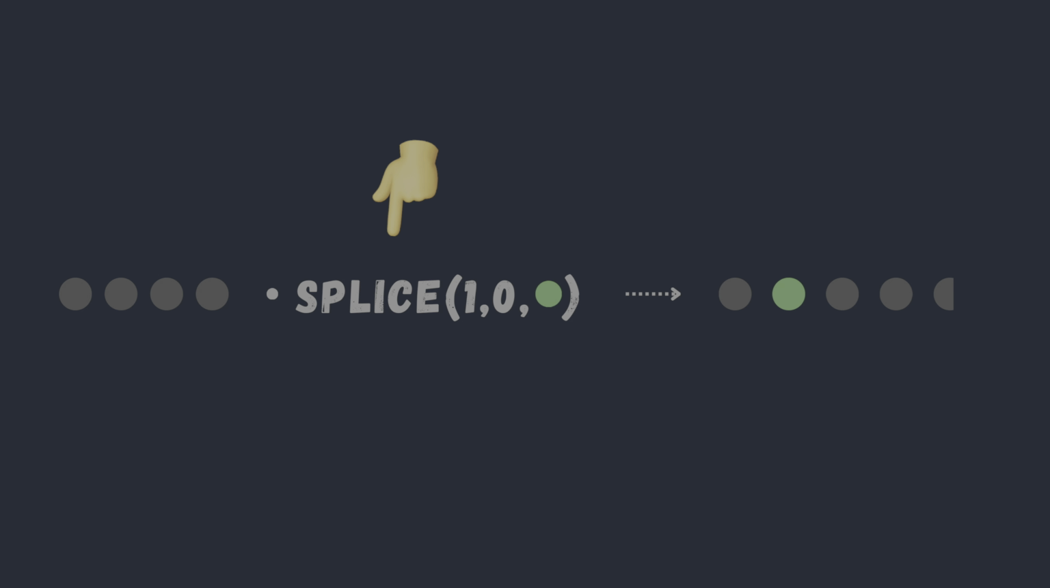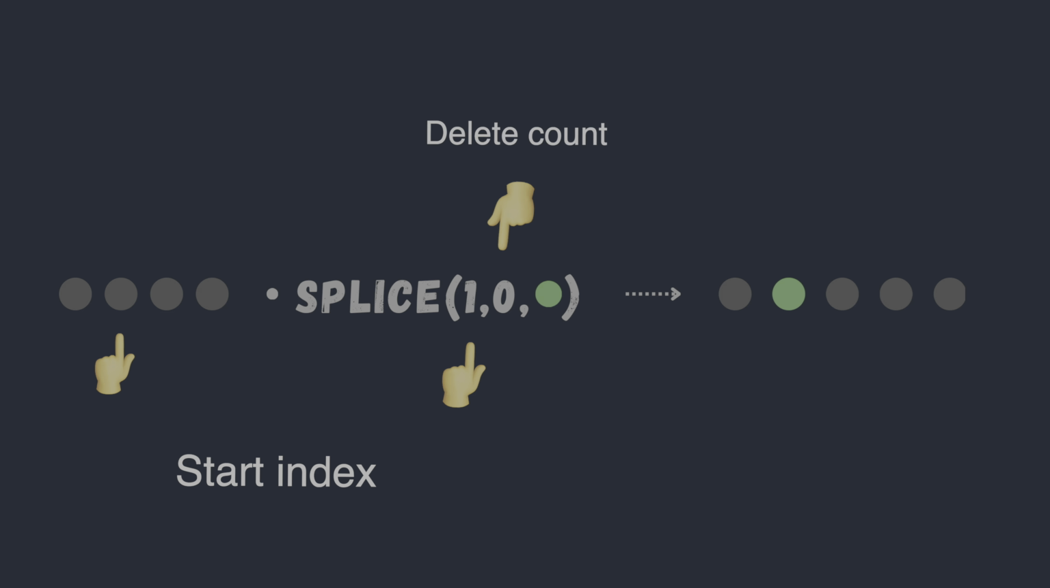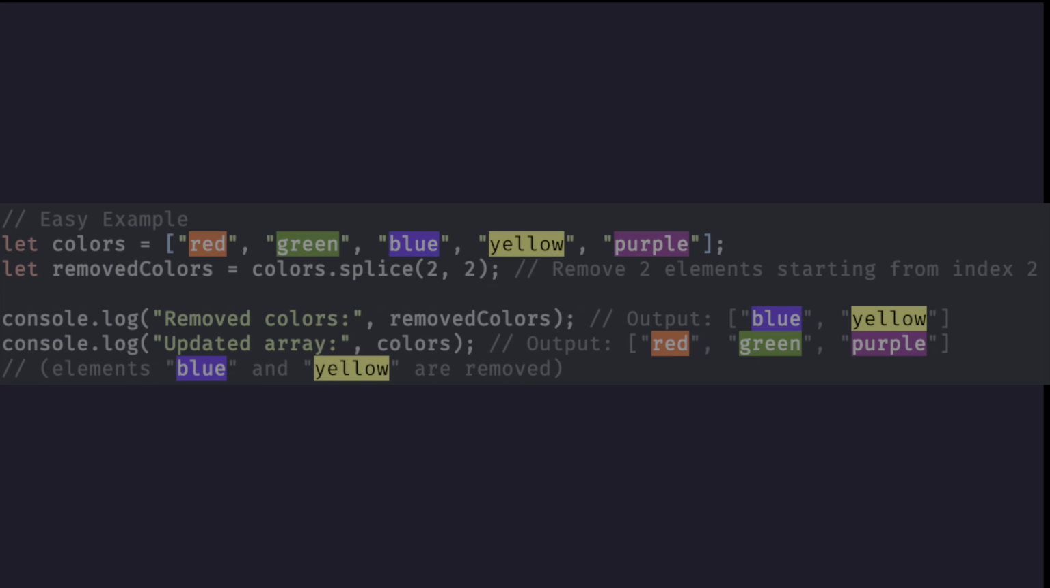The final method in this video is the splice method. In JavaScript, it is used to modify the contents of an array by removing or replacing existing elements or adding new elements in place. It provides a flexible way to edit arrays in various ways.